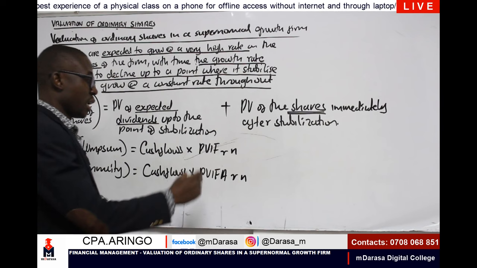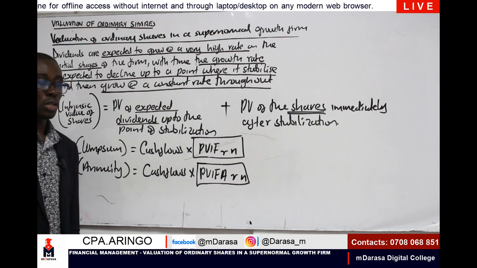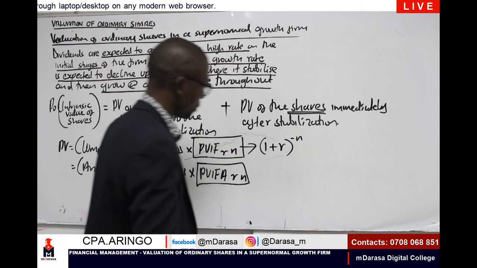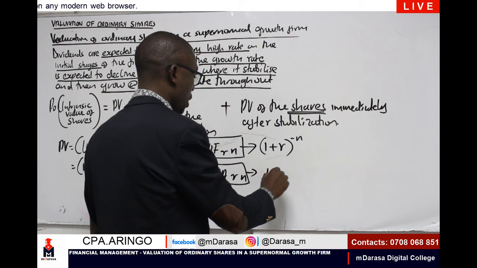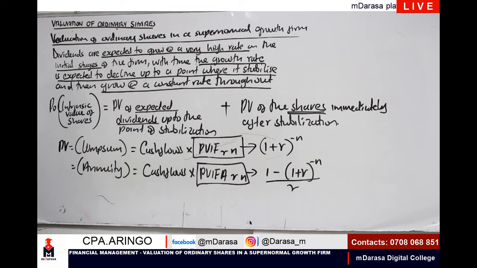Key element is, do you recall how to determine these factors, my good students? That's another important question that you should always have at your fingertips. Because recall, for us to determine this factor, we should always be talking of (1 plus r) raised to power negative n. And for this factor, what should we always have? 1 minus (1 plus r) raised to power negative n, divided by r. Very important concepts to always remember.